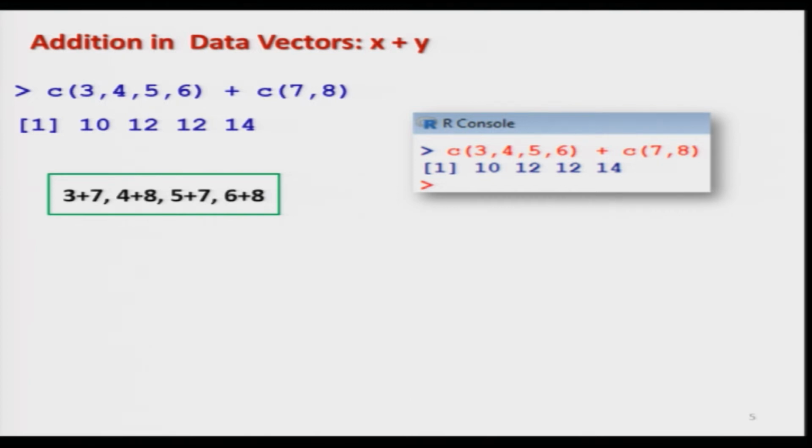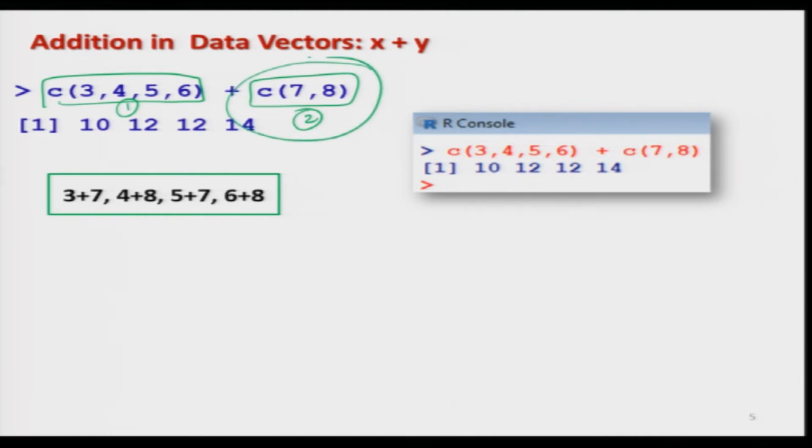Suppose I take data vector 1, which has 4 elements: 3, 4, 5, 6, and the second data vector, which has just 2 elements: 7 and 8. And remember one thing here: the number of elements in data vector 2 is an exact multiple of the total number of elements in the first data vector. Let me clear the screen so that I can show you the operations more clearly.